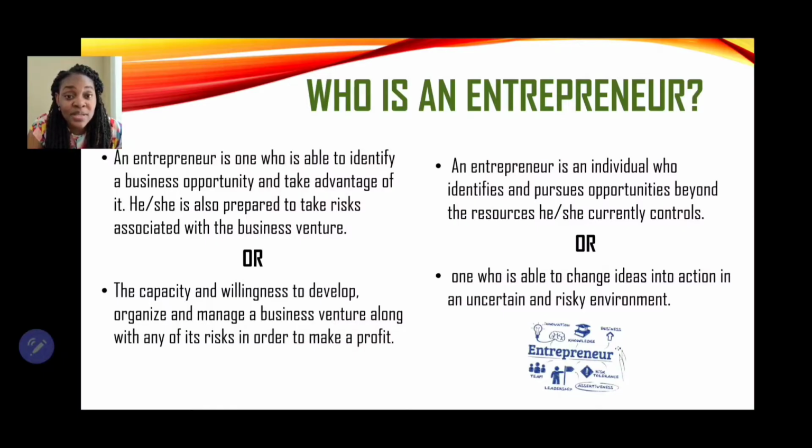All right, let's go back to number 1's definition. It says that an entrepreneur is one who is able to identify a business opportunity and take advantage of it. He or she is also, let's look at this, prepared to take risk associated with the business venture. The second definition, the capacity and willingness to develop, organize. So we may speak of develop there as a key term. Organize and manage a business venture along with any risk. Do we see that here? Along with any risk in order to make a profit.